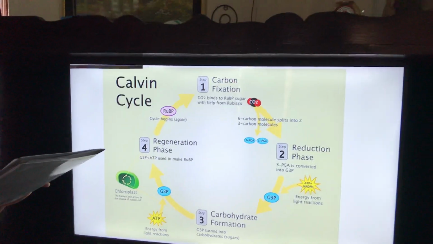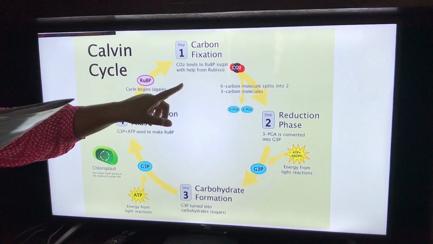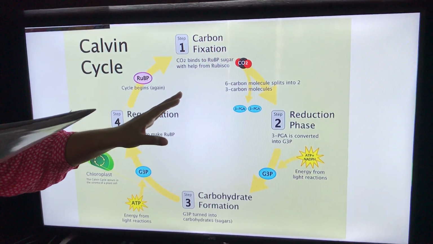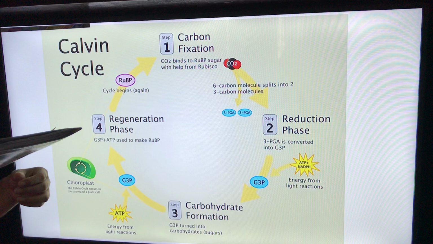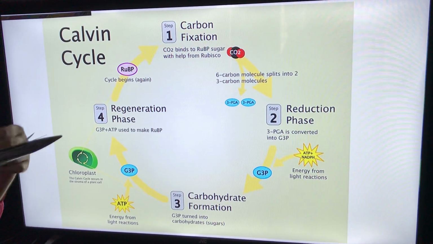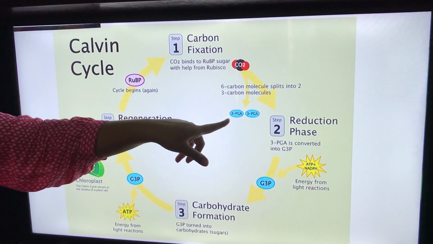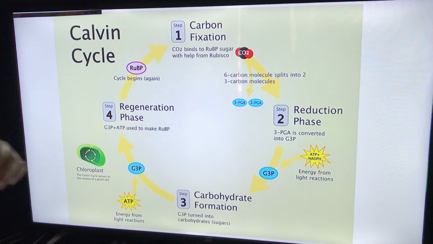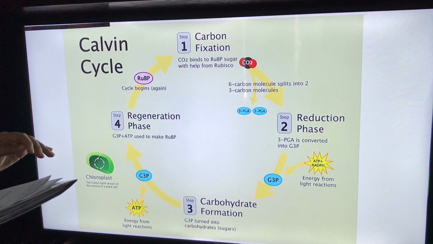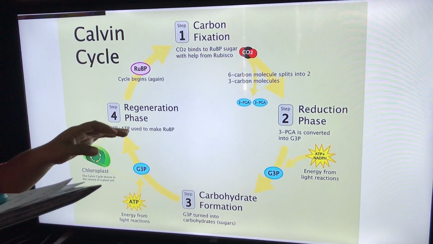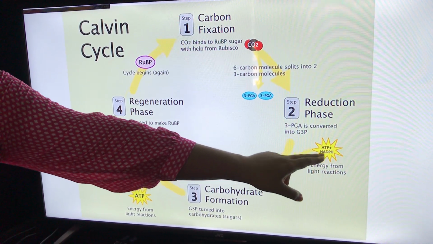So carbon fixation is the first step. Here we have carbon dioxide that is reacted to produce glyceraldehyde 3-phosphate, which is G3P, and the enzyme Rubisco catalyzes the carboxylation of a 5-carbon compound to make a 6-carbon compound. This 6-carbon compound will then split into two 3-carbon molecules, which is the 3-PGA. After this, we have the reduction phase, where 3-PGA is converted into G3P with the use of ATP and NADPH.